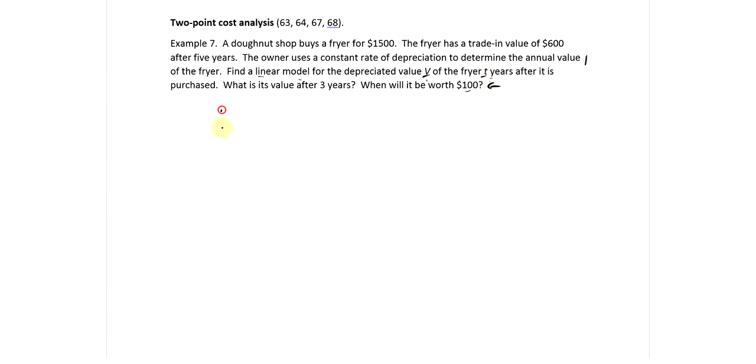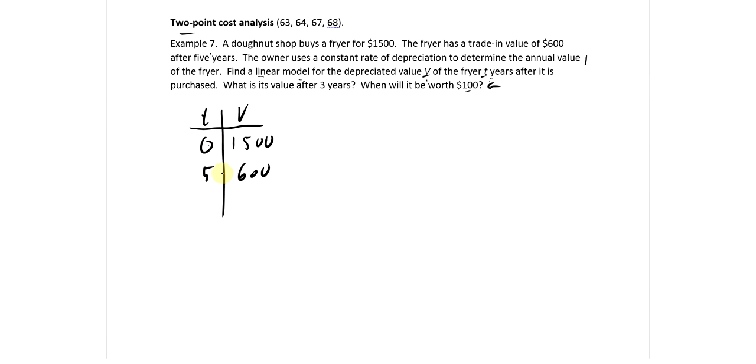Great. So what's going on here? They give us two pieces of data. One is that when you buy it at T equals 0, it's worth $1,500. And that 5 years later, it's worth $600. So what do we have? We have 2 points. That's what's called two-point cost analysis.